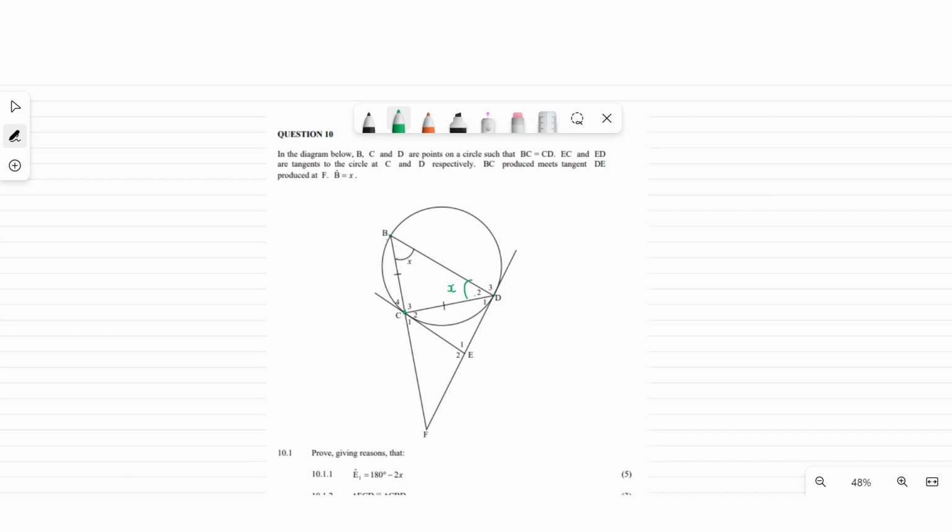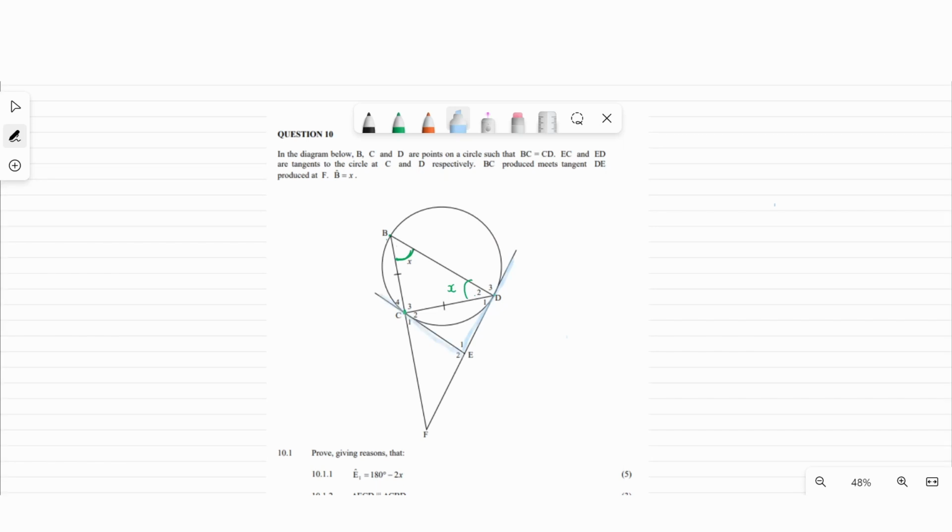And I'm going to do this one in green, so that we can track all angles that are equal to x. And they tell us that ED is a tangent to the circle at C and D. So we see the fact that there are two tangents. Let me highlight them. This is the first tangent in blue, and this is the second one.